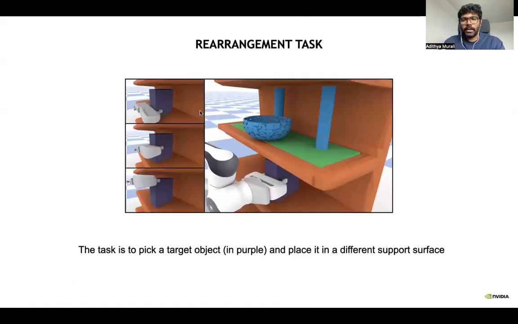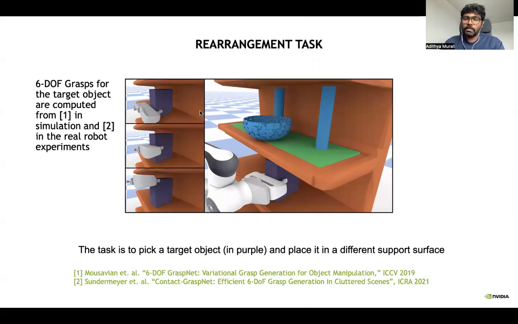Now we want to evaluate CabiNet end-to-end in a complete rearrangement task. And we're going to assume access to some prior work for 6-DoF grasping and instance segmentation. So concretely, the rearrangement task entails picking a target object, as shown in purple here, and placing it in a specified support surface, as shown in green.